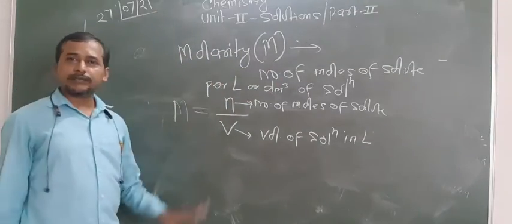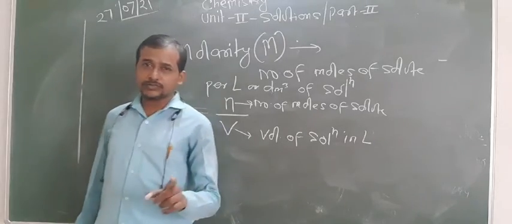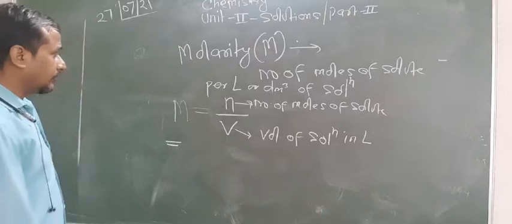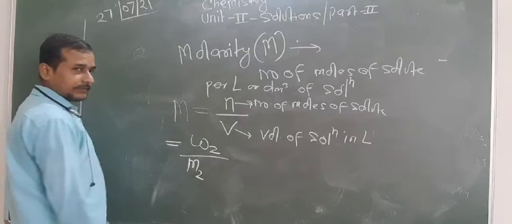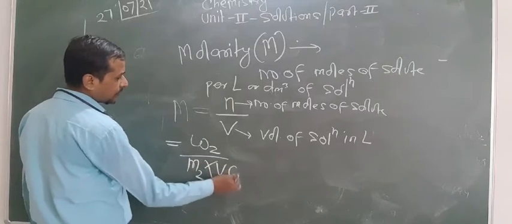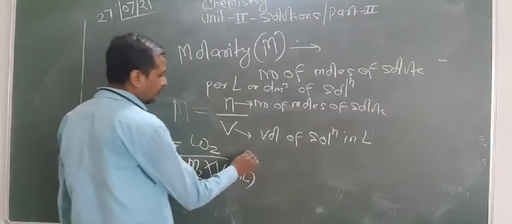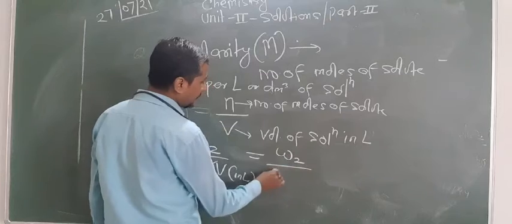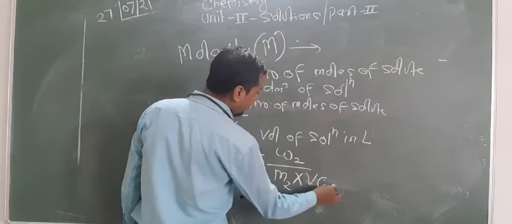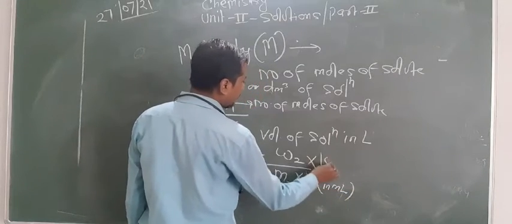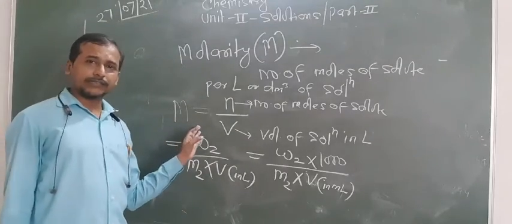Now we know the number of moles is mass by molar mass. In NCERT, 1 is used for the solvent and 2 is used for the solute. So this is the number of moles of solute. So here we can write weight divided by molar mass of solute into volume of solution in liter. If the volume is given in ml, then this formula is converted like this: W2 divided by M2 into V in ml, and now you have to multiply by 1000. So this formula you can use in the board examinations also.